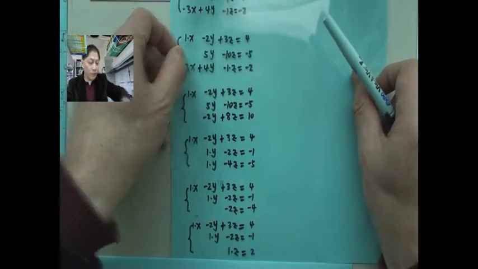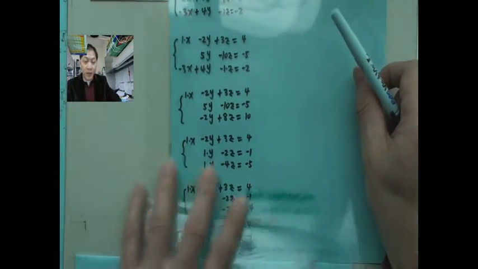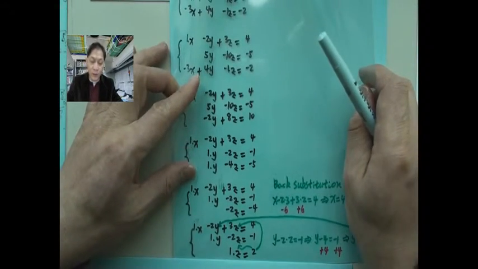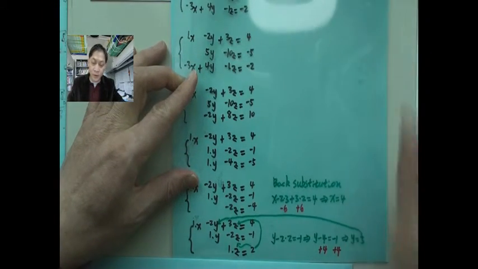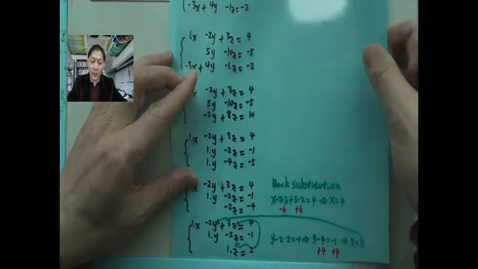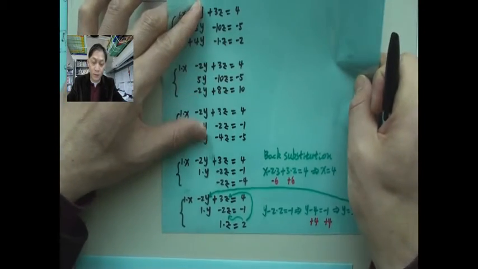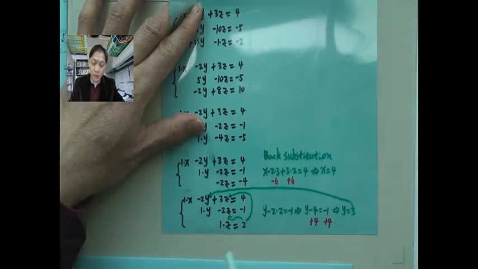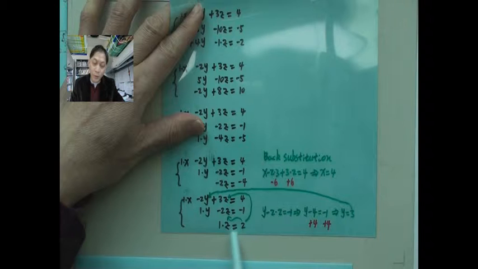This is our equation. After we get up to this far, what we can do is, we know z is 2 right here. Z is 2. Z is 2, we put it back.